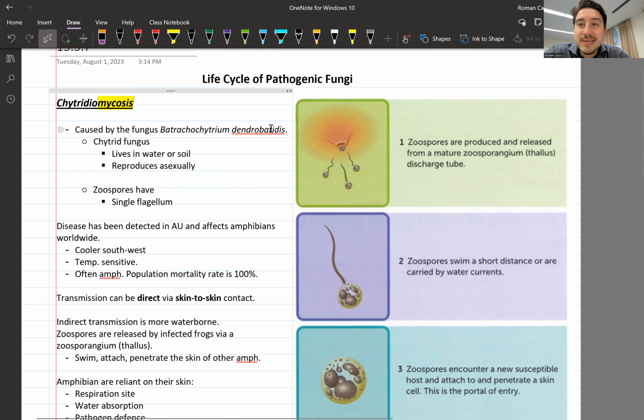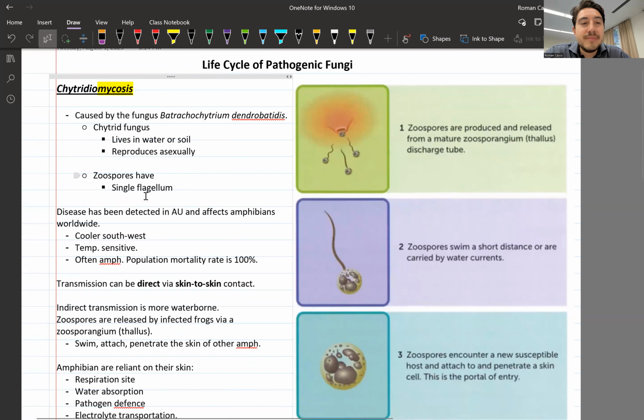Chytridium dendrobatides. Sorry if I'm not saying it correctly there. But in general, it belongs to this family of chytrid fungi, and they generally live in water or soil, and they mainly reproduce asexually, right? And they are also characterized by the production of zoospores. If you remember, zoospores are structures that have a single flagellum, meaning that they can propagate themselves pretty well in the water, right?